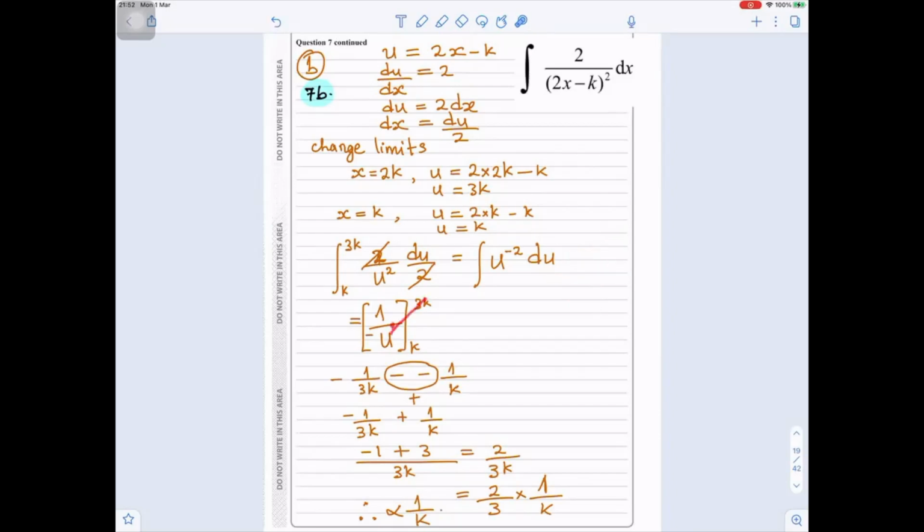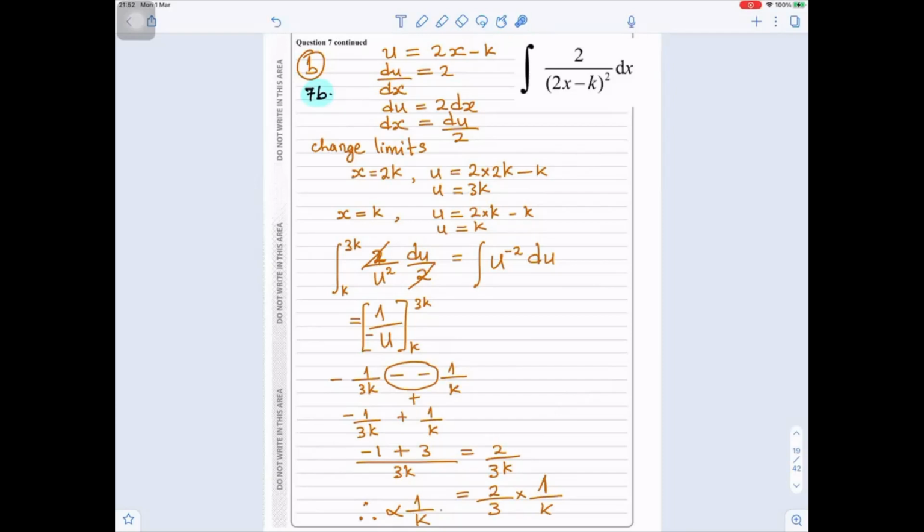We substitute 3k and we also substitute k. So it'll be minus 1 over 3k minus 1 over k. This minus and minus becomes a plus. So minus 1 over 3k plus 1 over k. It gives you 2 over 3k.